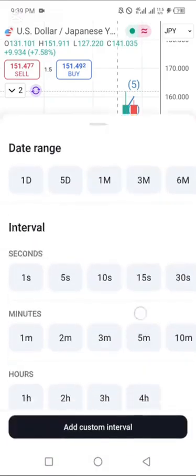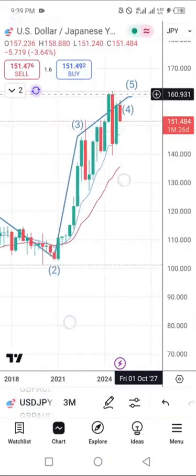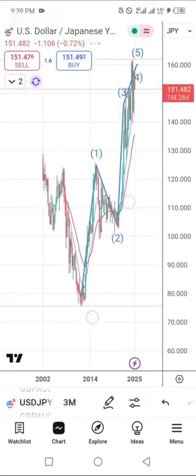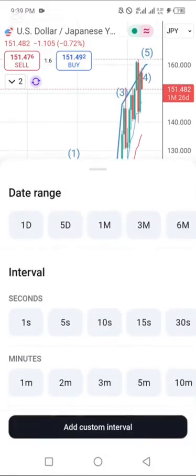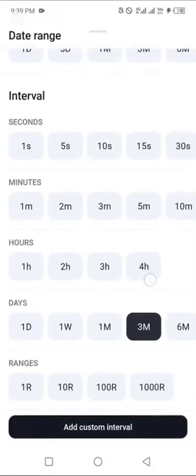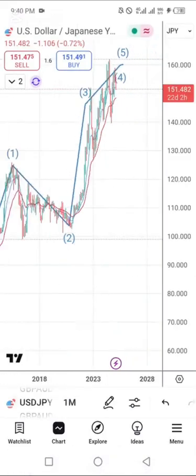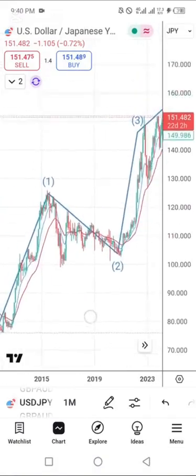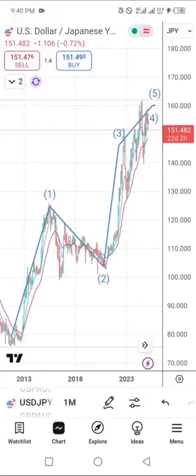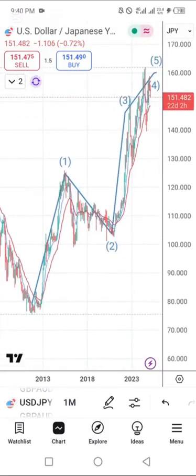So let's just drop to a lower time frame, such as the 3-month chart. Learn how to count the patterns. That's what you need to do. The first thing you need to do is to learn how to identify the patterns in the market. I dropped to the 1-month chart. You can see the patterns are still obvious. They are still there.